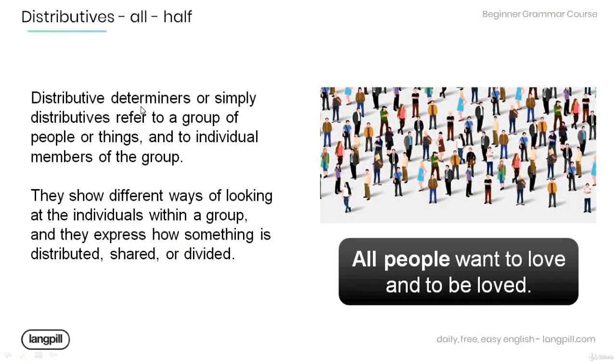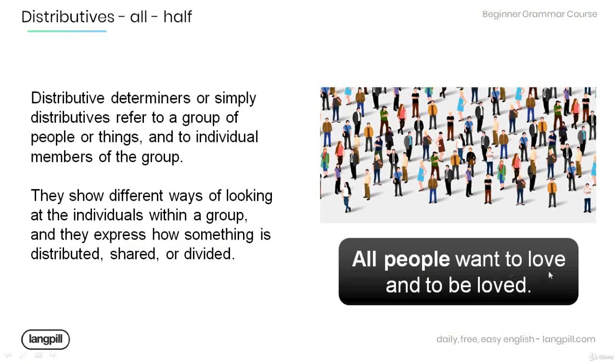Distributive determiners, or simply distributives, refer to a group of people or things and to individual members of the group. Note that they show different ways of looking at the individual within a group, and they express how something is distributed, shared, or divided.